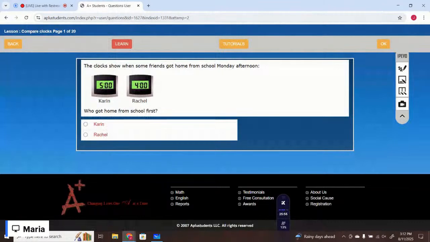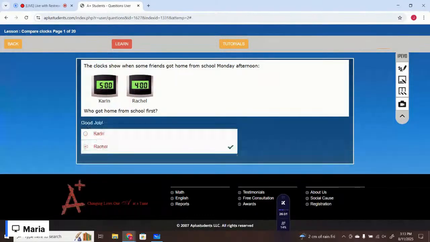This clock shows when some friends got home from school Monday afternoon. Who got home from school first? 5 and 4. So who got home from school first? So Rachel, because 4 is earlier than 5. So Rachel got home from school first. Option 2 is the correct option.